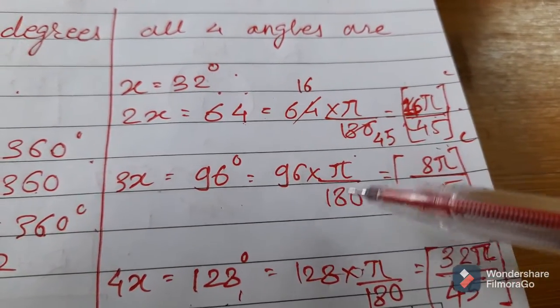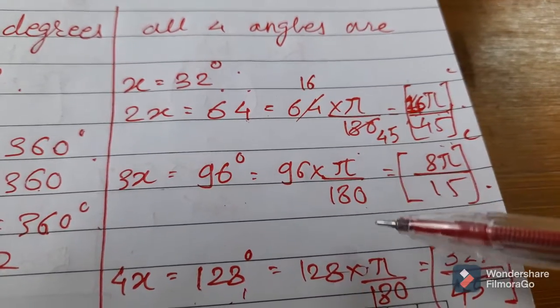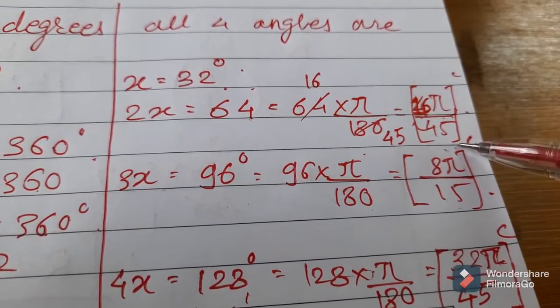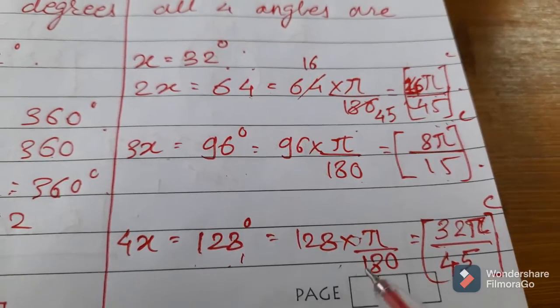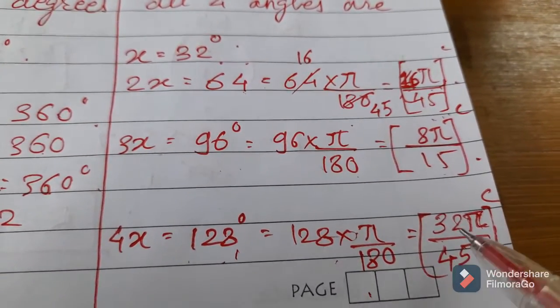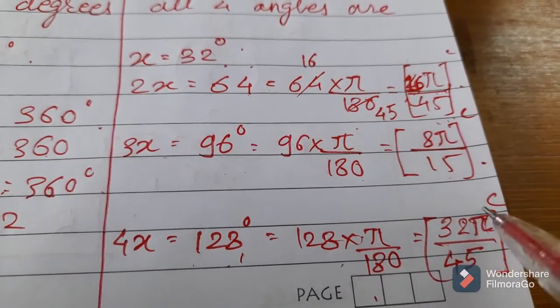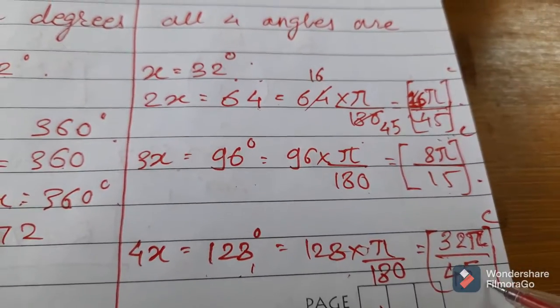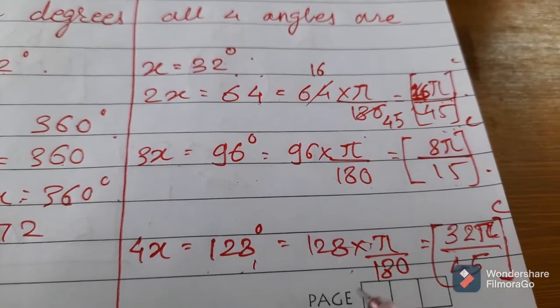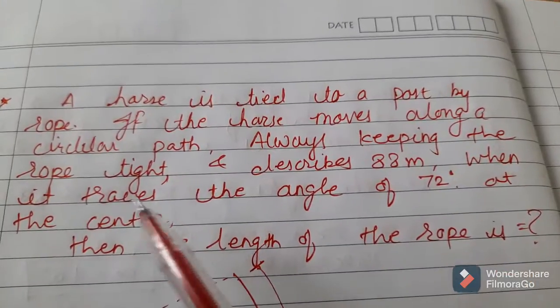96 degrees, by multiplying by pi/180, we get 8 pi/15 radians, and for 128 degrees, by multiplying by pi/180, we get 32/45 pi radians. So these are the values of all three angles in degrees and radians. Now let us see the next example.